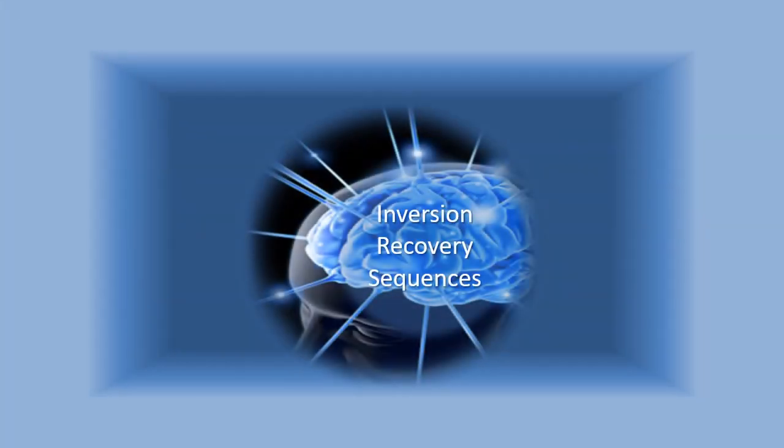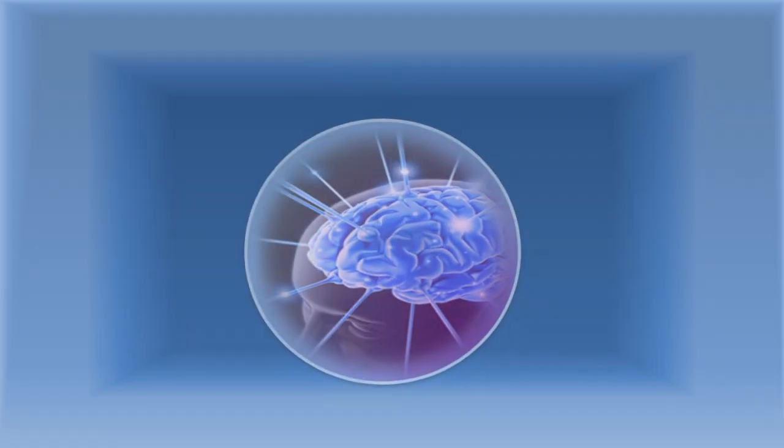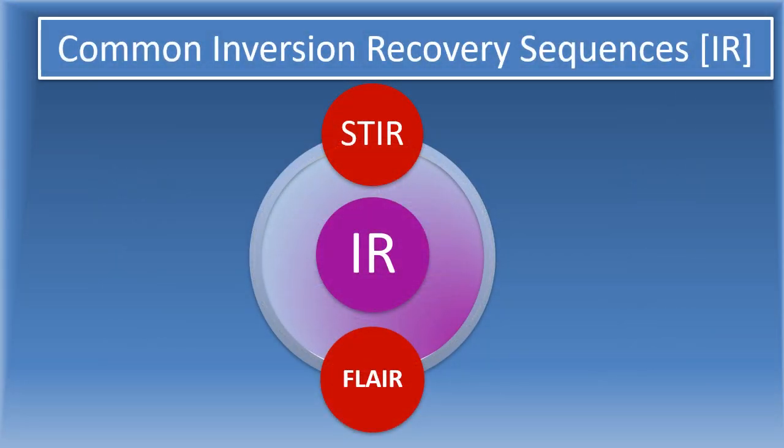Now I will give you a hint about the inversion recovery sequences and the common sequences belonging to this group. There are two common sequences belonging to the inversion recovery sequences. One of them is STIR, which we have already discussed, and the second one, which is common and very important in brain imaging, is called the FLAIR sequence. So what about the FLAIR sequence?